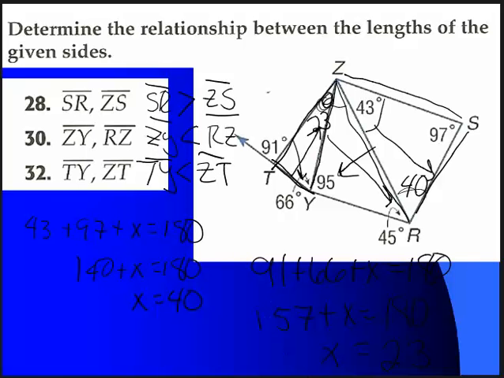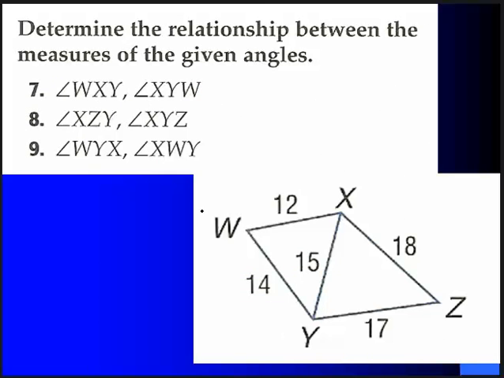So there's an example of how to compare side lengths. Let's compare some angles here. Determine the relationship between the measures of the given angles. So WXY, I mark it, and XYW. Okay, again, so I'm going to go across and hit 14. I'm going to go across and hit 12. So this angle is going to be bigger because its opposite side is longer. So WXY is bigger. So I'm just going to put a greater than sign in here instead of writing it all out.